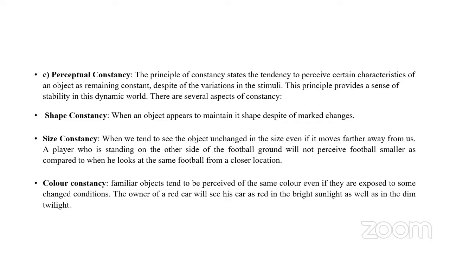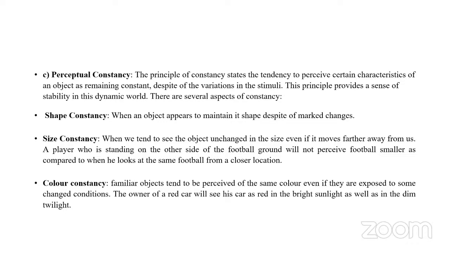The next one is perceptual constancy. What does it mean? This principle says that there is a tendency among people to perceive certain characteristics of an object as remaining constant, despite all the variations in the stimuli. So there could be variations. Sometimes the stimuli could be small, big, bright, light, or whatever it is. But still, people perceive it constantly. Now, why does this principle happen? Why do people do that? Because it provides a sense of stability in this world.